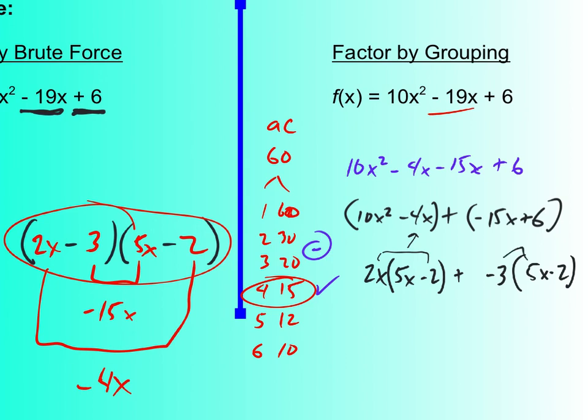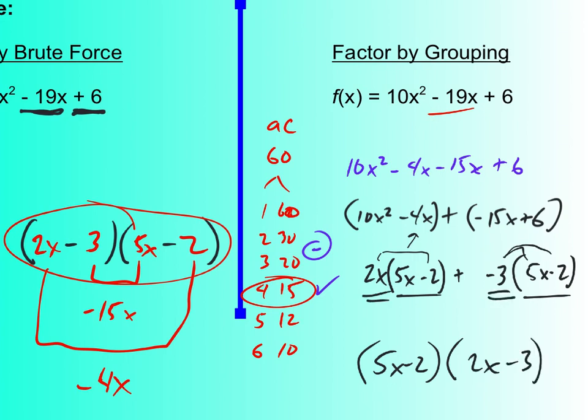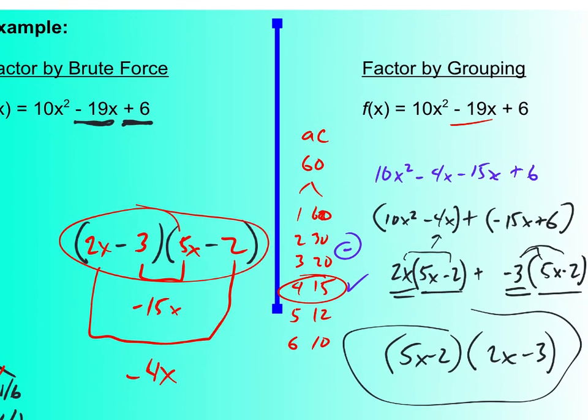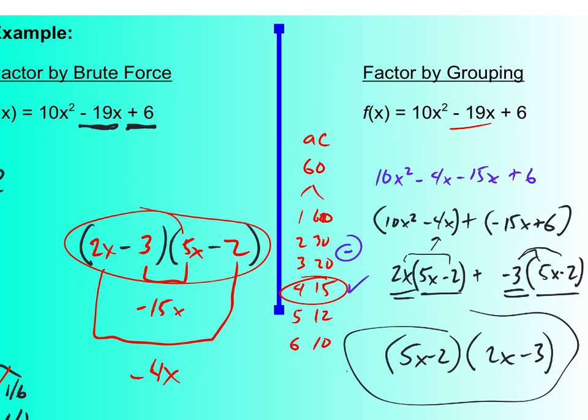So that negative 3 times 5x is negative 15x. And negative 3 times negative 2 is positive 6. And again, we need those two to be the same. That's the whole idea of why we knew that needed to be 5x minus 2. And then the other term, which would be here and here, would then just be the 2x minus 3. So there is our answer. And again, that answer matches what we had up here. They're just in different orders there.